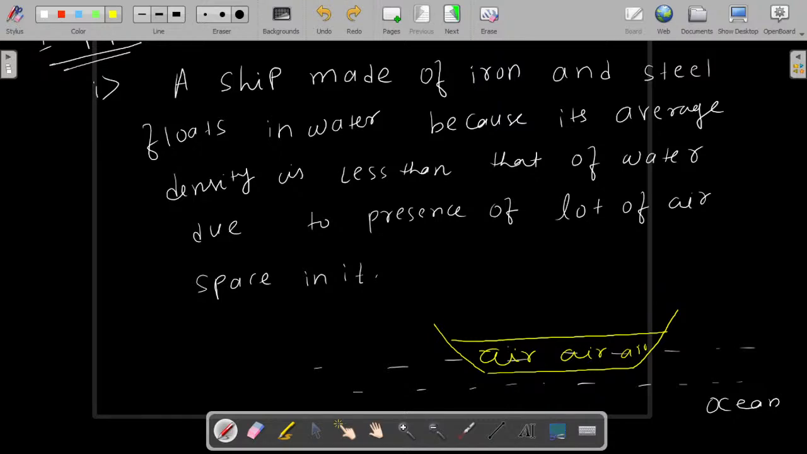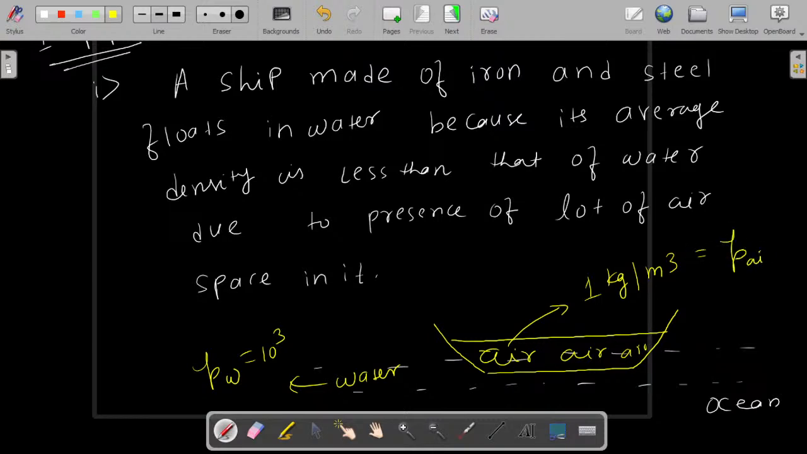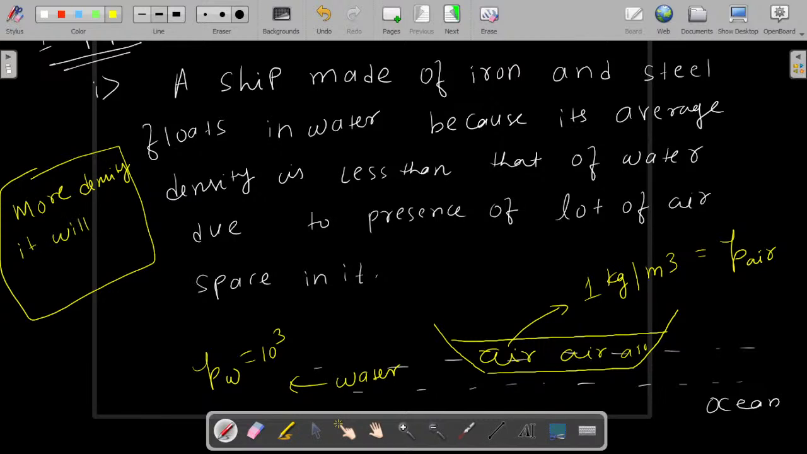So air is having density how much? 1 kg per meter cube. Write down this thing. And water is having density how much? Water density is 1000. And this is the density of what? Density of air. More density, it will sink. Less density, it will not sink. In your notes write down: more density, it will sink; less density, it will not sink, and vice versa.